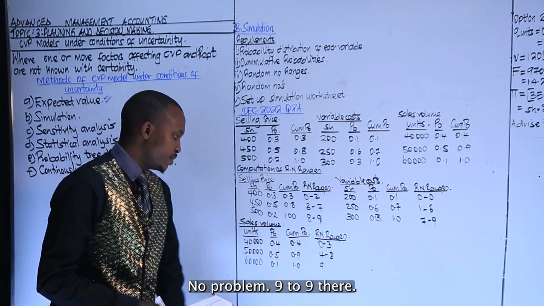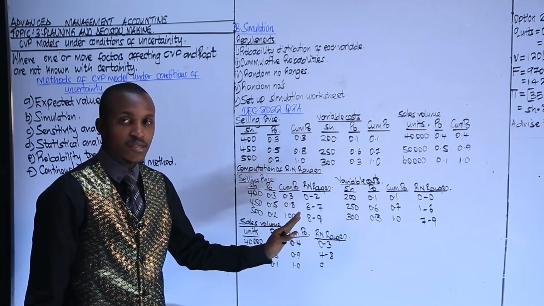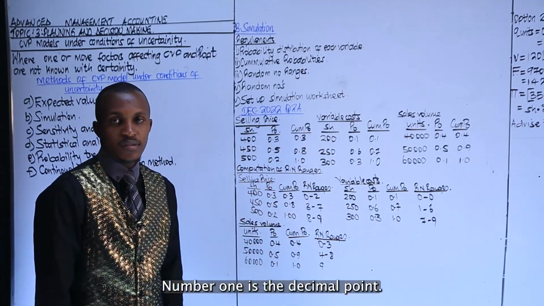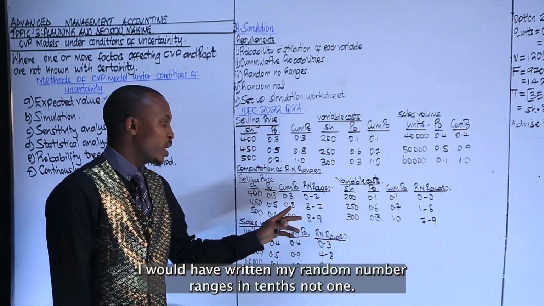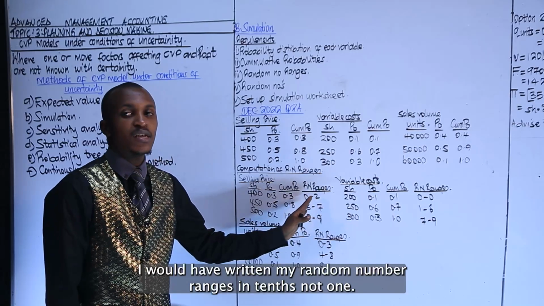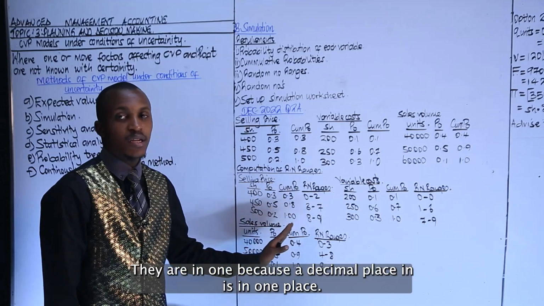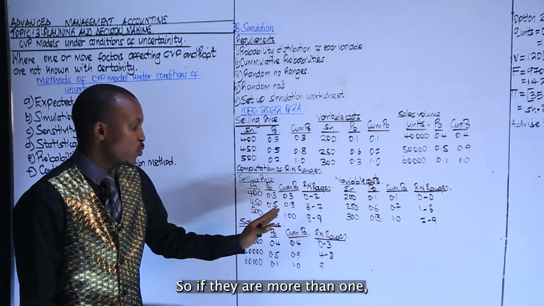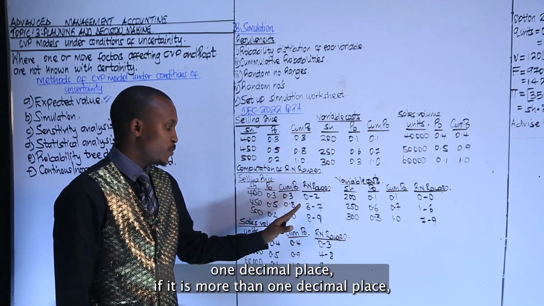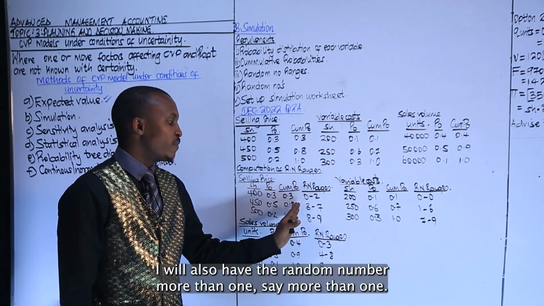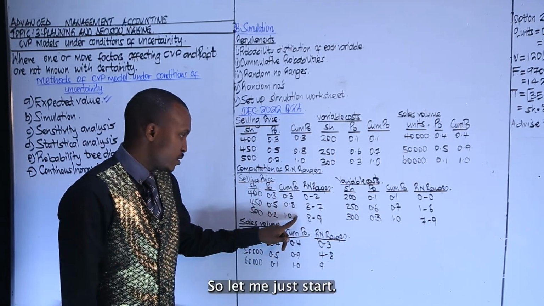So remember, what guides us when you're getting the random number ranges? Number one is the decimal point. If we had two decimal points here, for example 0.30, I would have written my random number ranges in tens, not ones. Here they are in ones, because the decimal place is in one place. If it is more than one decimal place, I will also have the random number more than once. So let me adjust that.